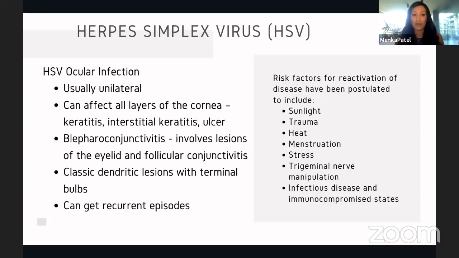A little bit more about herpes ocular infection. It's usually unilateral, really rare if you're going to find a herpes infection in both eyes. It usually can cause a range of symptoms. It can involve just the cornea, it can involve other layers or deeper layers of the eye.